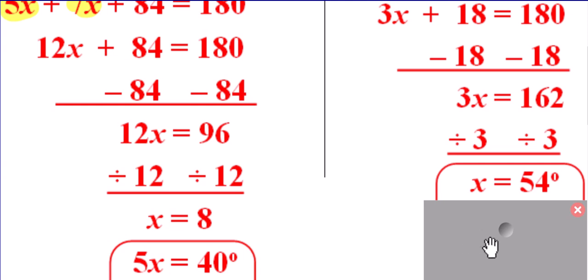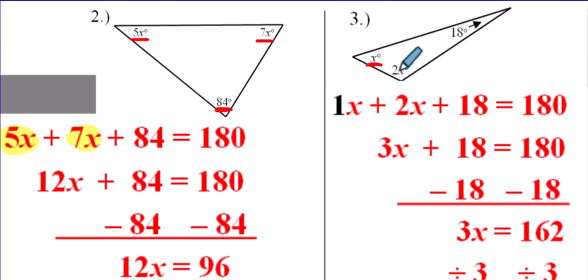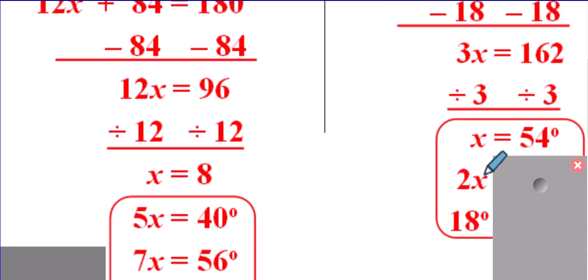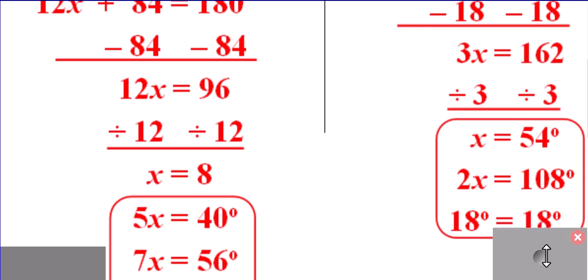So who else do I need? Well, I need 2x and I need 18. So 2x and 18. How do I get 2x? Well, 2x means 2 times x. I now know that x is 54. So 2 times 54 gives you 108 degrees. And finally, what about the 18 degrees? Oh, is there an x there? No. So 18 is just 18. Do those 3 answers add up to equal 180? Well, you can try in a calculator right now. And yes, they do.